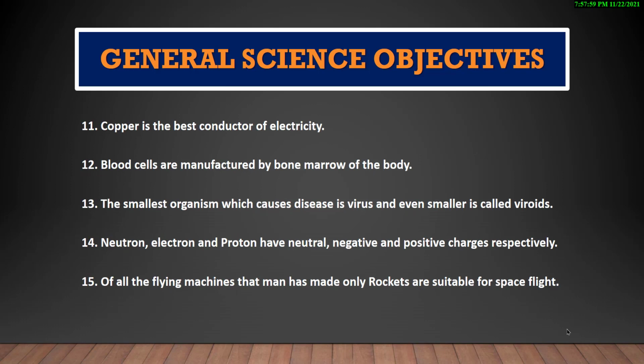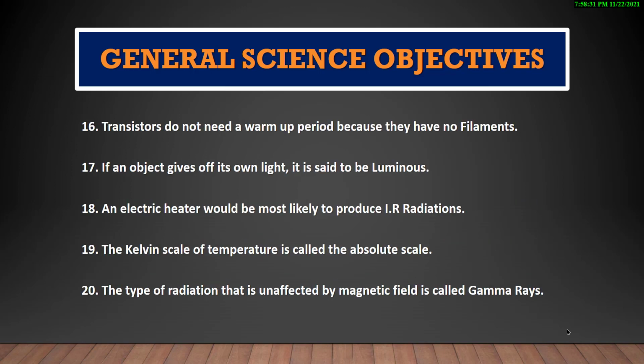Copper is the best conductor of electricity. Blood cells are manufactured by bone marrow of the body. The smallest organism which causes disease is virus, and even smaller is called viroids. Neutron, electron, and proton have neutral, negative, and positive charges respectively. Of all the flying machines that man has made, only rockets are suitable for space flight. Transistors do not need a warm-up period because they have no filaments.